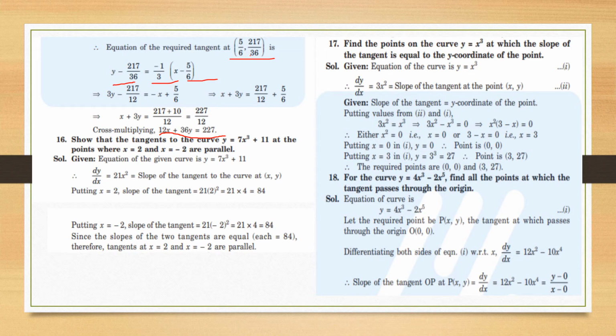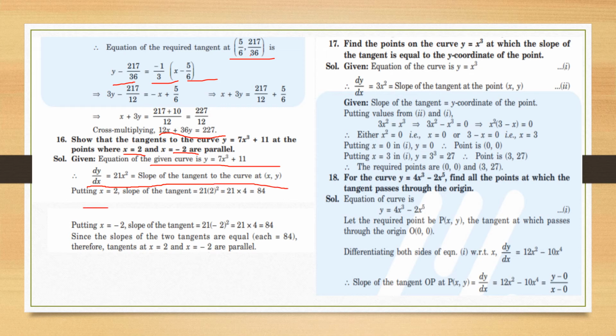Number 16 is: show that the tangents to the curve y equal to 7x cube plus 11 at the points where x equal to 2 and x equal to minus 2 are parallel. You have to show that the tangents to this curve at these two points are parallel, so definitely their slopes are equal. The slope of the tangent is the value of the derivative at the point.